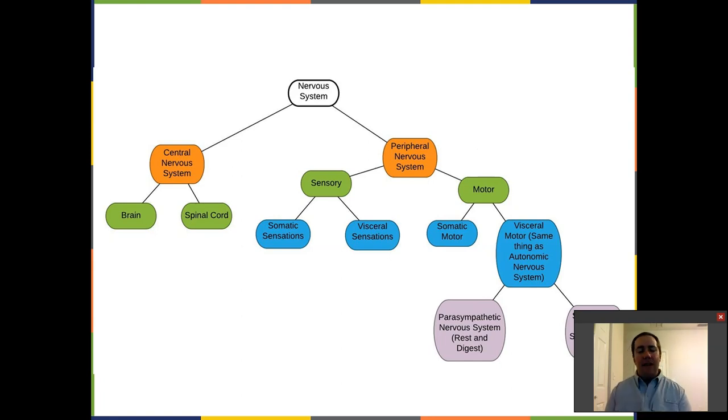The sensory system has two subparts of its own.